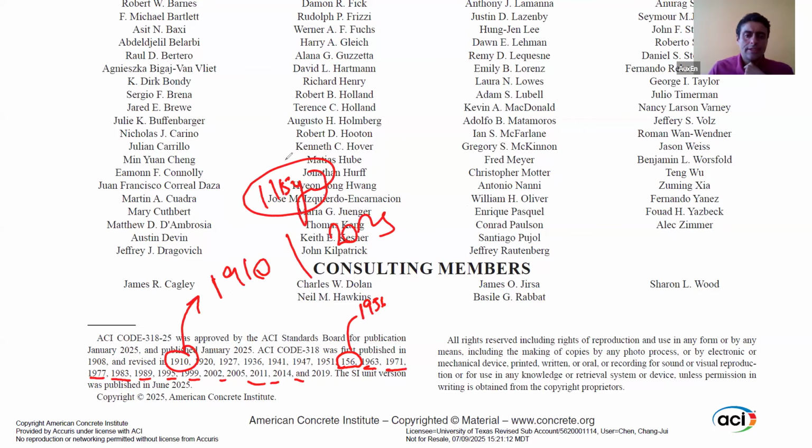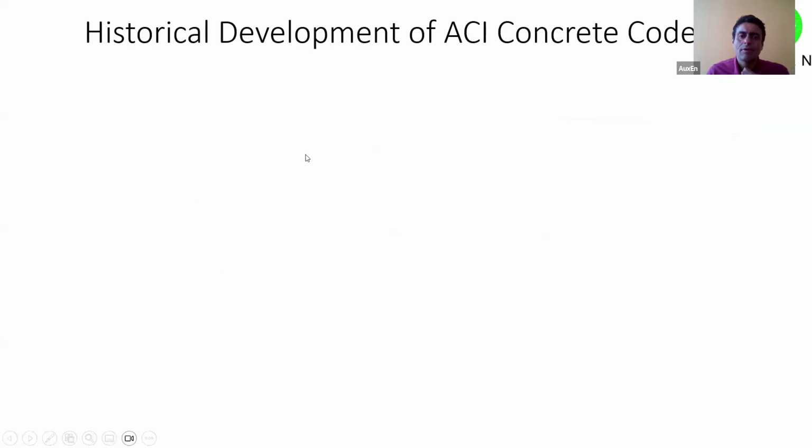So what we will do tomorrow is have a quick look at the historical development of this code throughout the past century. Then we will go back to the ACI 318 2025. So this is how we will be going ahead in the next session tomorrow.